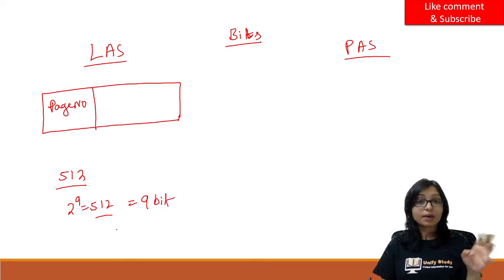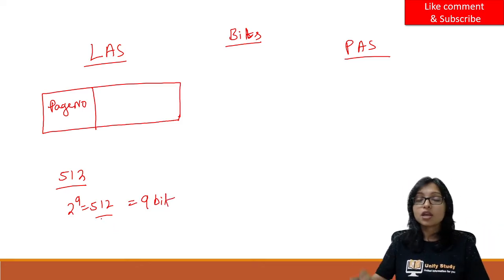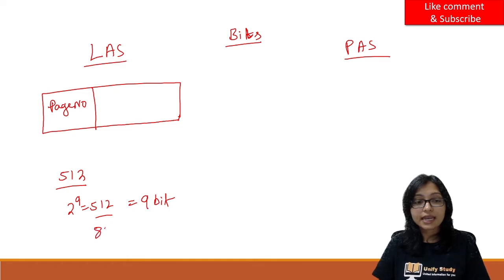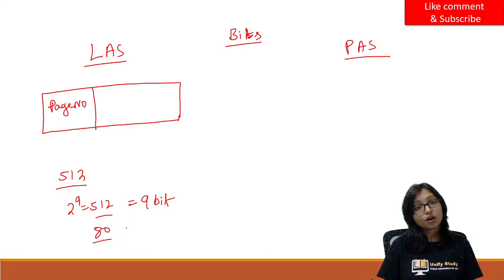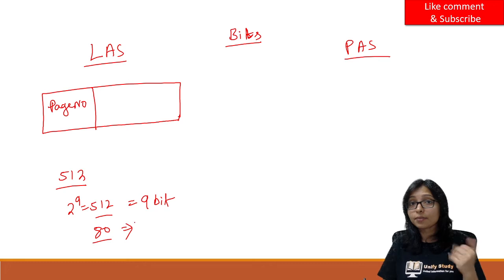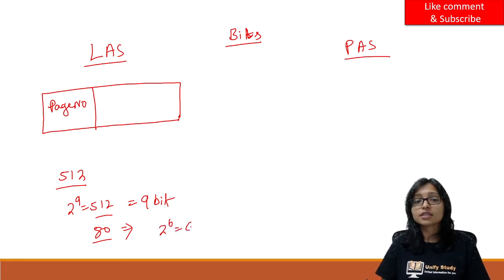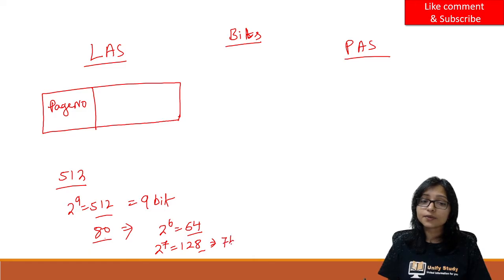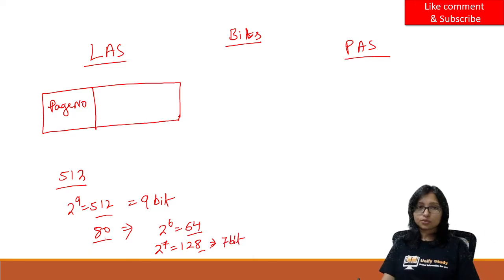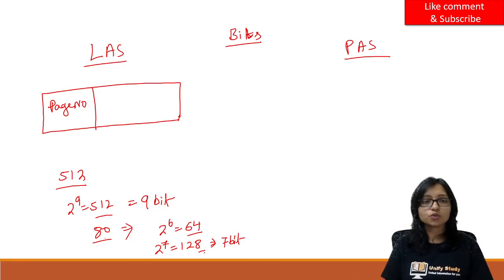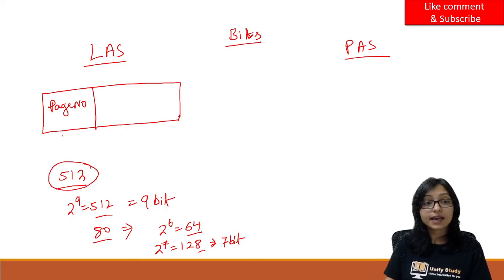Now you will tell me, ma'am, something in between is coming. If I have to represent 80 pages, then how many bits? Always take the upper bound, because 2 to the power 6 is 64. It cannot represent 80, right? So 2 to the power 7 is 128. So I will take 7 bits here. Always take the upper bound. With the lower bound you cannot do it. So that's why for 512 pages I need 9 bits.